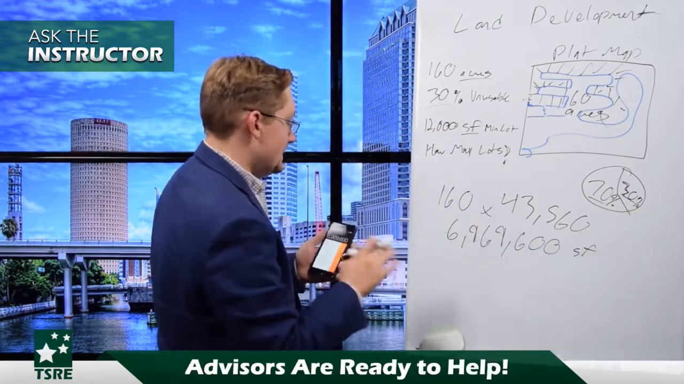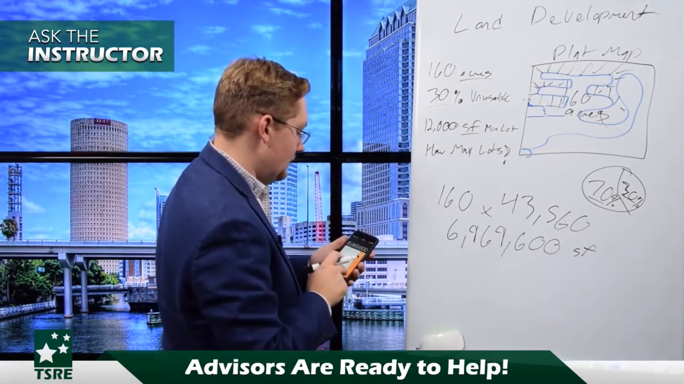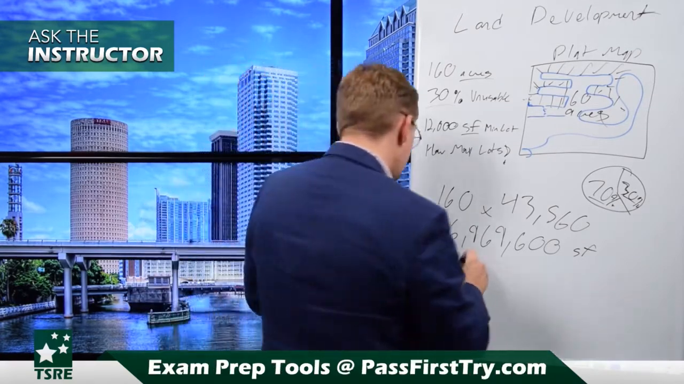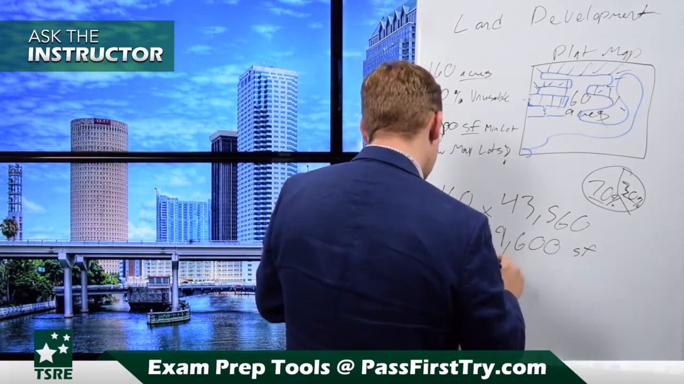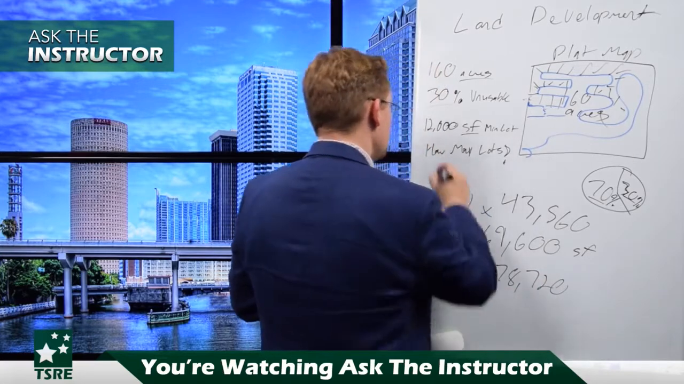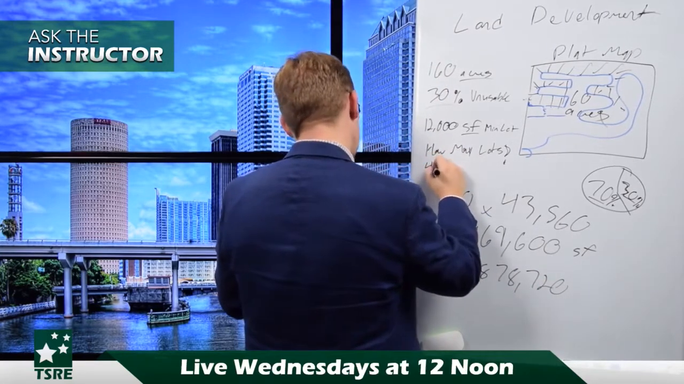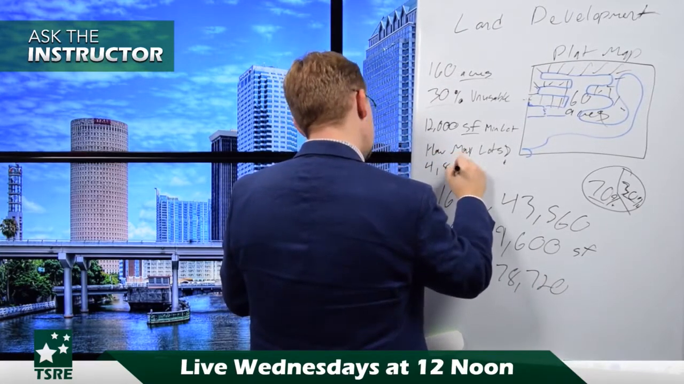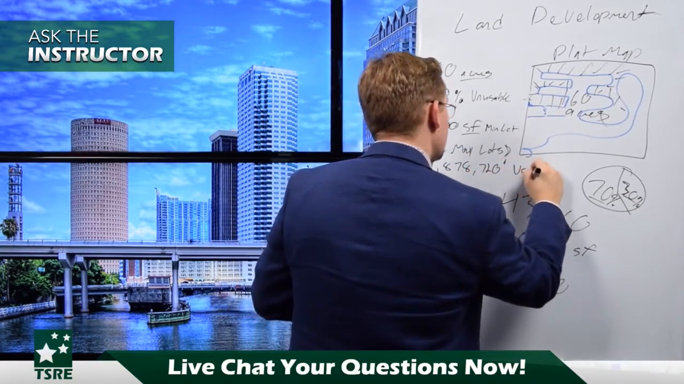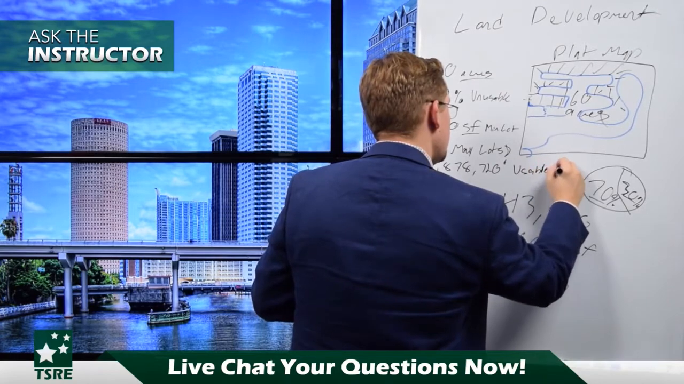So what we're going to do is take this 6,969,600 number and multiply it by 0.7, or 70%. And we're going to get 4,878,720 that's usable. Let's put that up here so we've got some more space to work with. 4,878,720 usable square feet.